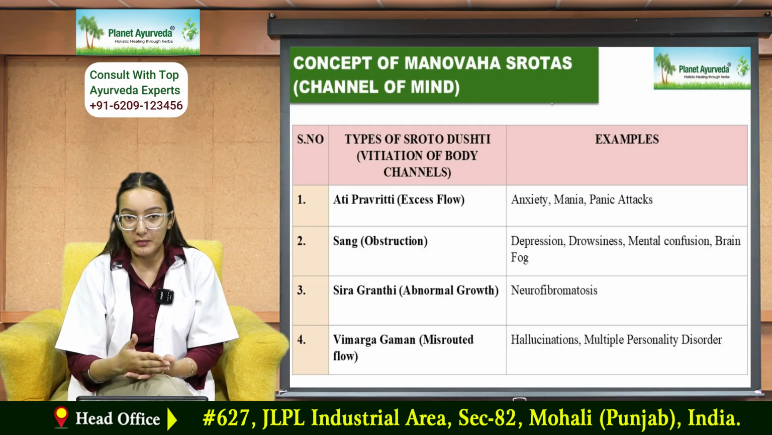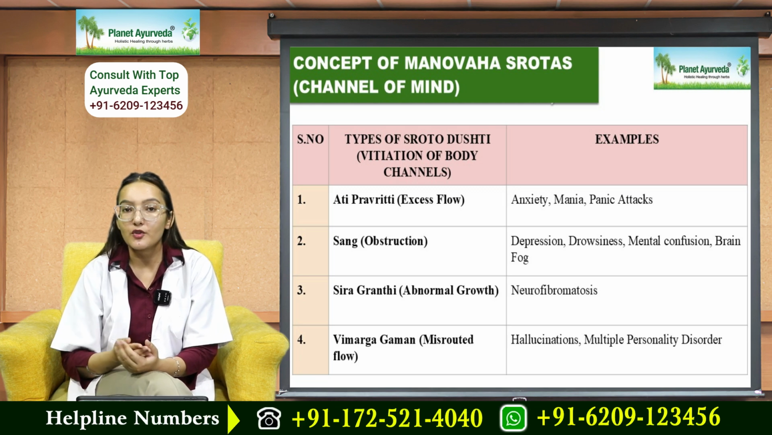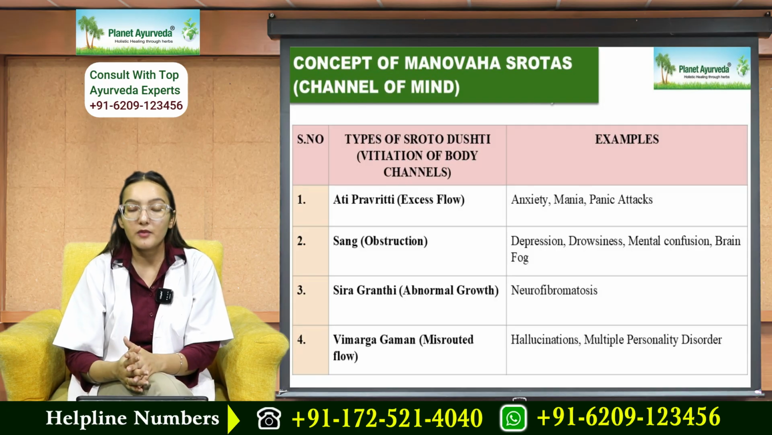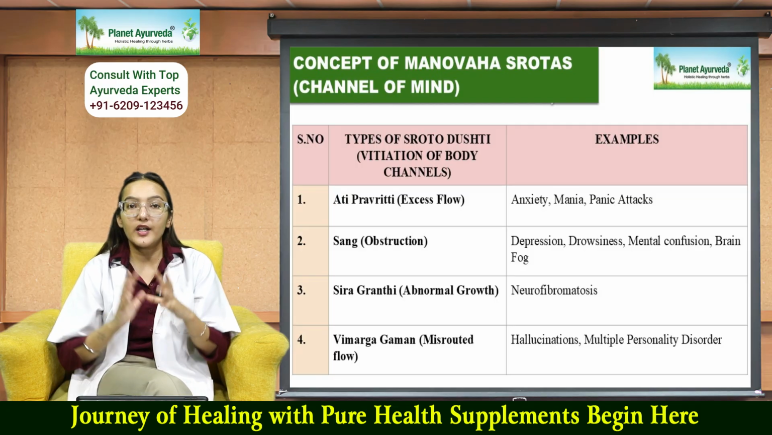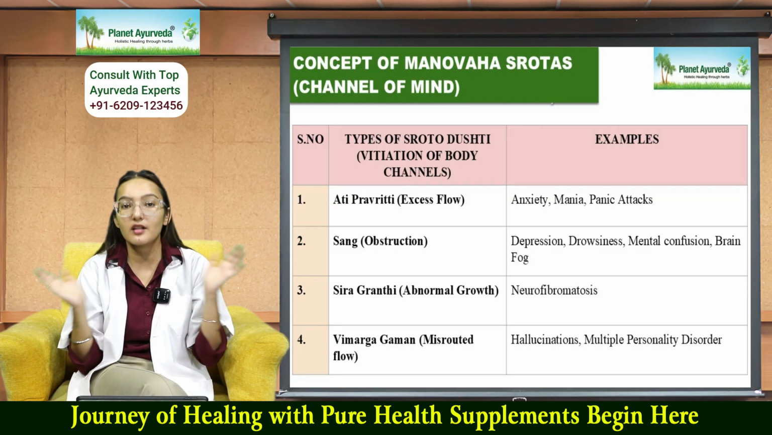Whenever there is abnormal growth, a tumor may develop. So conditions like neurofibromatosis may develop. These are kinds of tumors. Then comes Vimargaman or misrouted flow. Hallucination will come. Whatever is not exactly around them, they will feel like those things are around them.